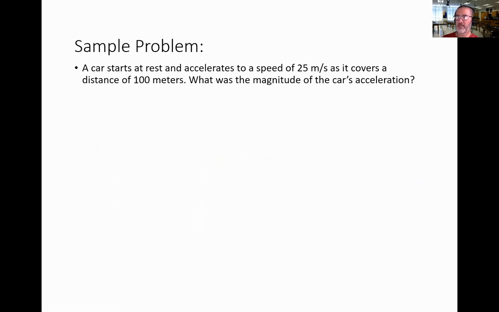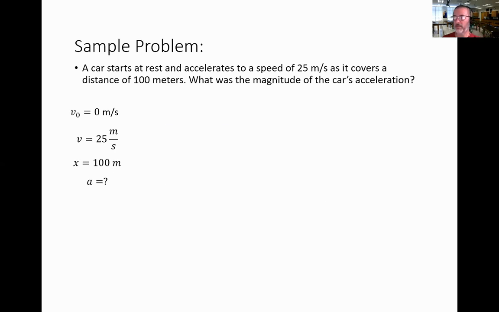Now again, we identified the variables. The car starts at rest, so that's an initial velocity of 0. Accelerates to a speed of 25 meters per second. You're going to have to be able to identify that as, oh, that's the final speed. So that's v equals 25 meters per second. But we have a distance of 100 meters, so I'm going to write that as x equals 100 meters. And I'm looking for the acceleration, so I'm looking for a equals question mark. So the 4 variables I'm interested in are initial velocity, final velocity, displacement, and acceleration. But I do not know time, and I do not care about time.